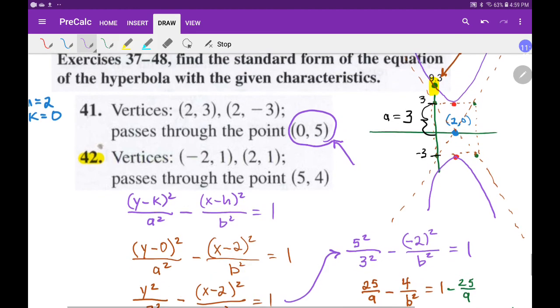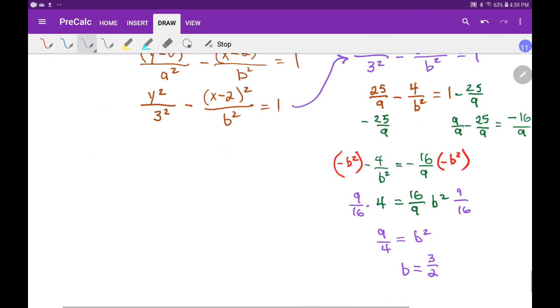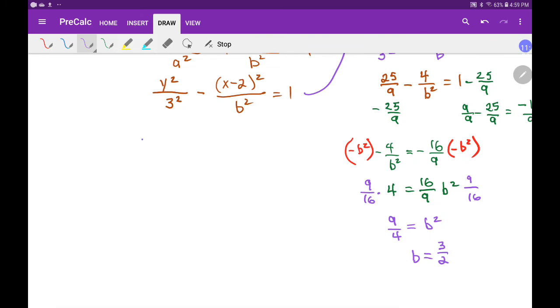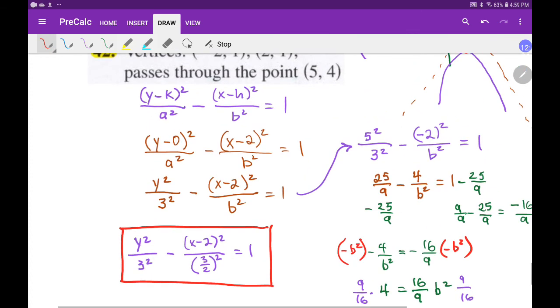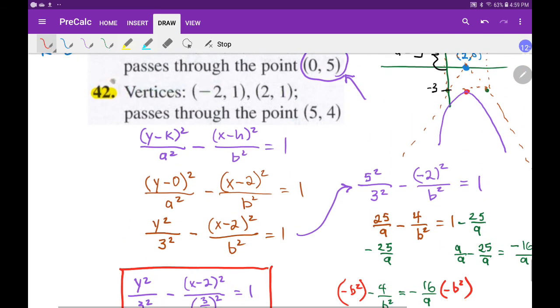Okay, so what do they want? Find the standard form of the equation. I'm ready to write it now. I have y squared over 3 squared minus x minus 2 squared over 3 over 2 squared is equal to 1. If you just want to write 9 over 4 down there, I don't know if that's better. Anyway, there we go. That's the standard form of the equation. So we had to figure out the one thing we're really hunting for, and there we go. That's the deal.